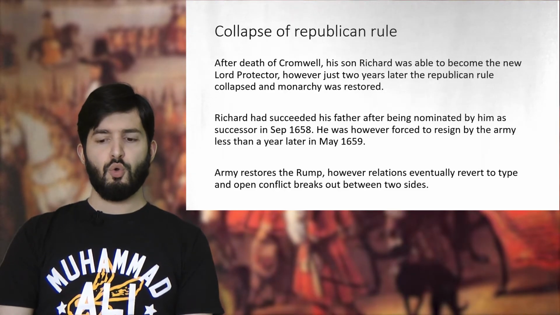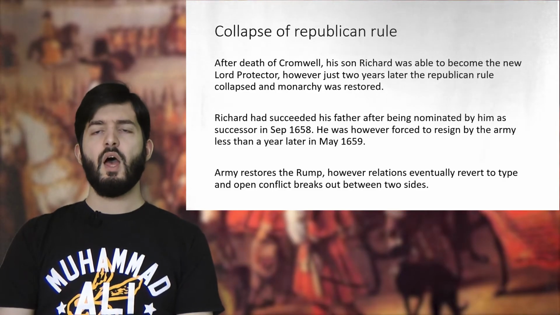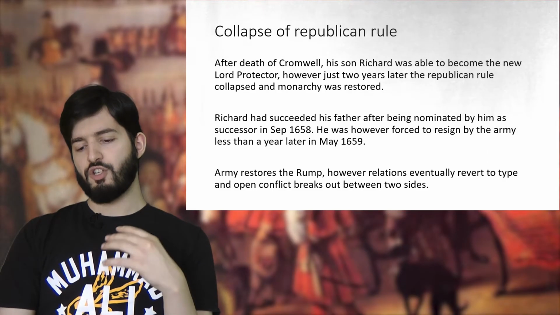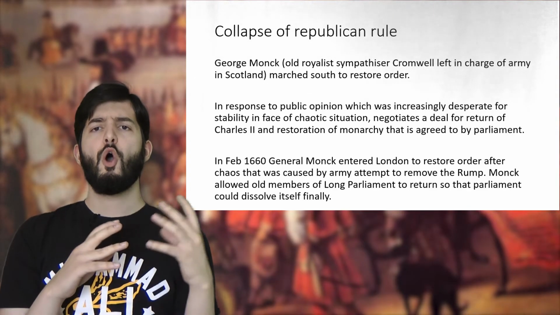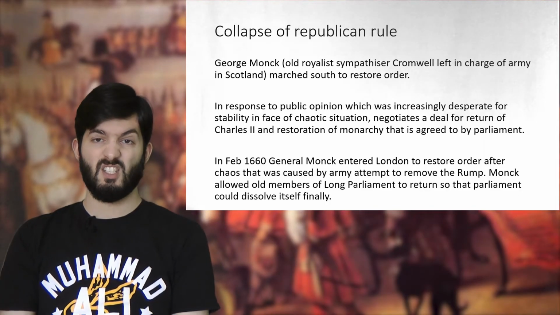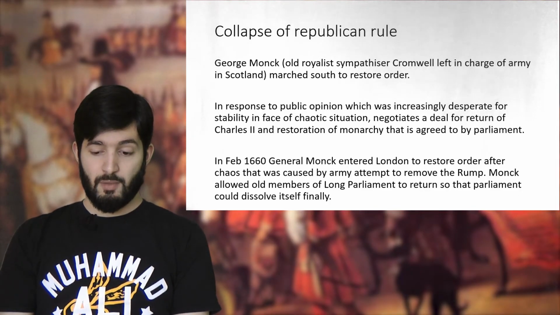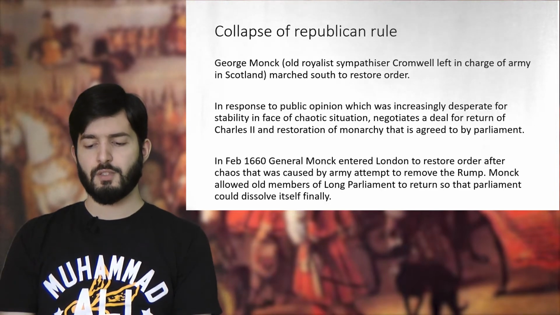So a general called George Monk, who's an old royalist sympathiser, but Cromwell had basically left him in charge of the army in Scotland. So he's one of these quite pragmatic men who were on the royalist side, but when the king was executed, decided they had to serve and join the main army. And as I say, Cromwell basically places him in charge of Scotland.